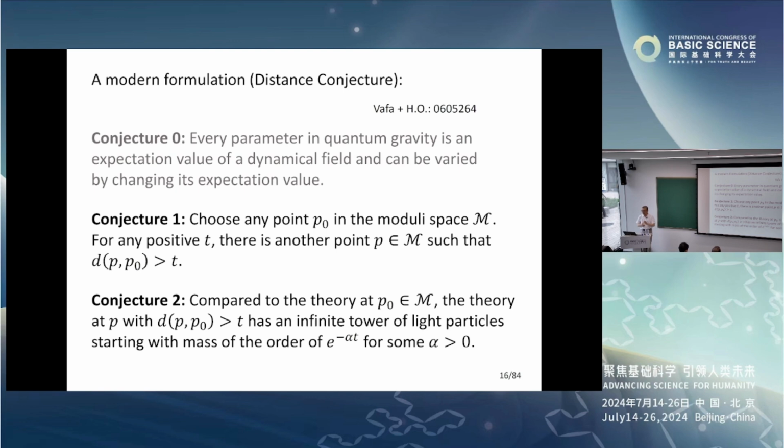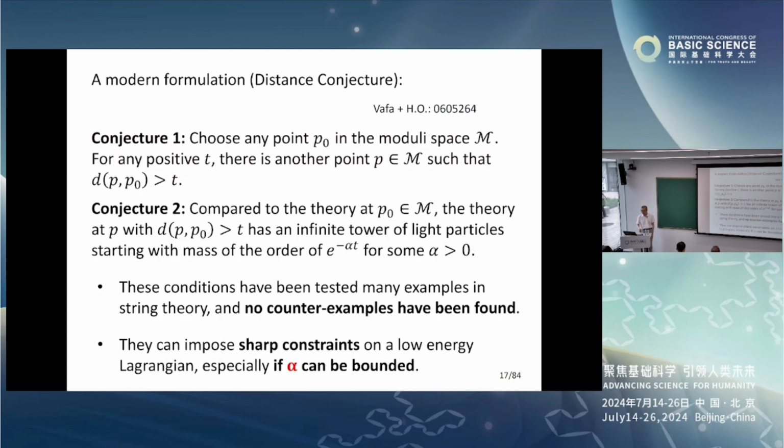That is to say that compared to the effective theory at a given point, if you go further, to a distance greater than t, then an infinite tower of light particles, starting with a mass of order exponential minus alpha t for some alpha, appears. Now, this seems to be a more useful constraint, except that it is not yet completely useful because we have not specified what alpha is. If we can actually bound alpha, then it will be useful.